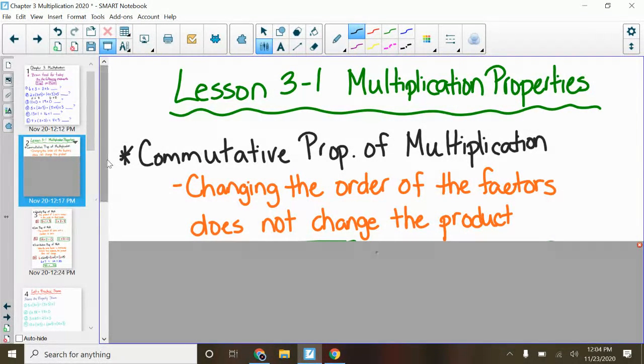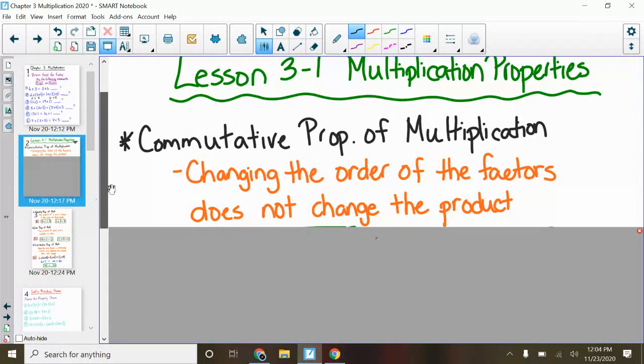Like I always do with you in school, I give you an example to help you see what this actually means.